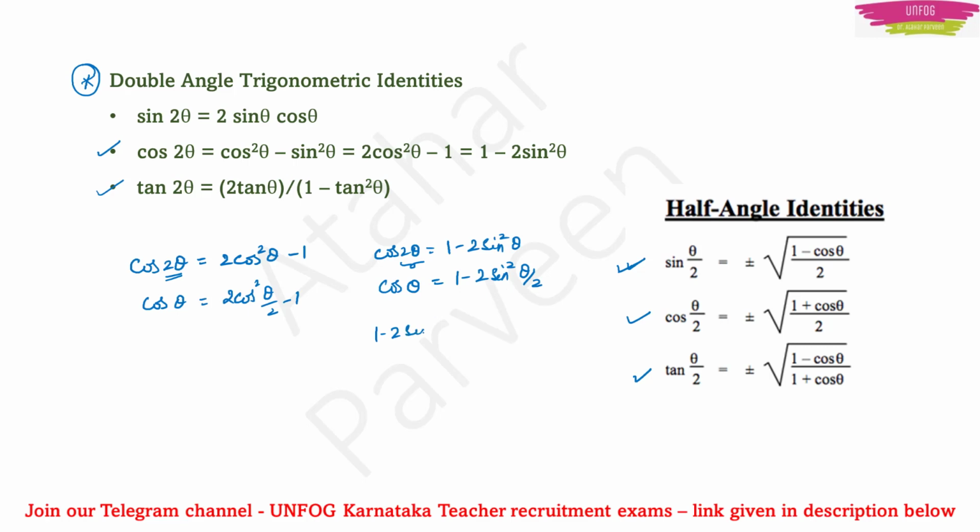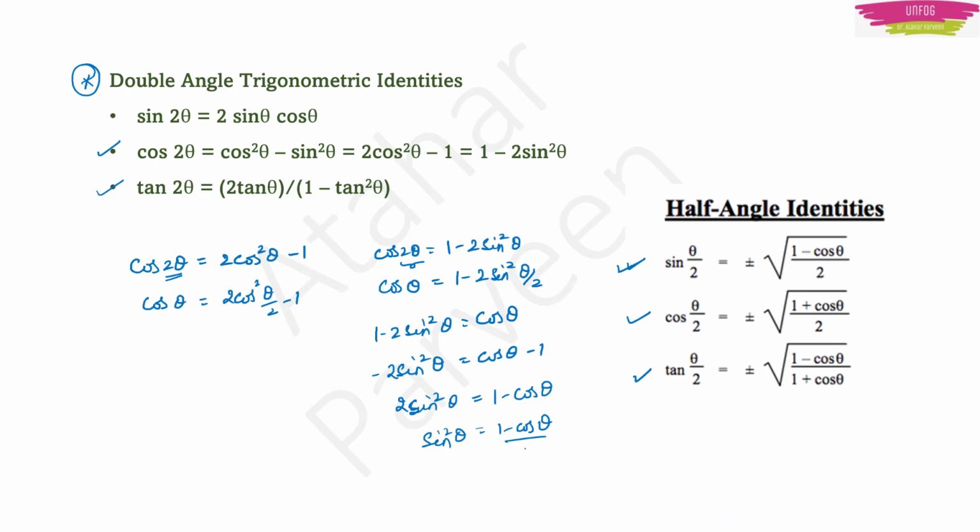Now, I can write this 1 minus 2 sin square theta on the left hand side, and I can write cos theta on the right hand side, right? Or I can write sin square theta is equal to cos theta minus 1. Here I have minus 2. If I remove the minus signs from both sides, I will have 2 sin square theta is equal to 1 minus cos theta. I am just inverting the signs. Or I will have sin square theta is equal to 1 minus cos theta upon 2, right?